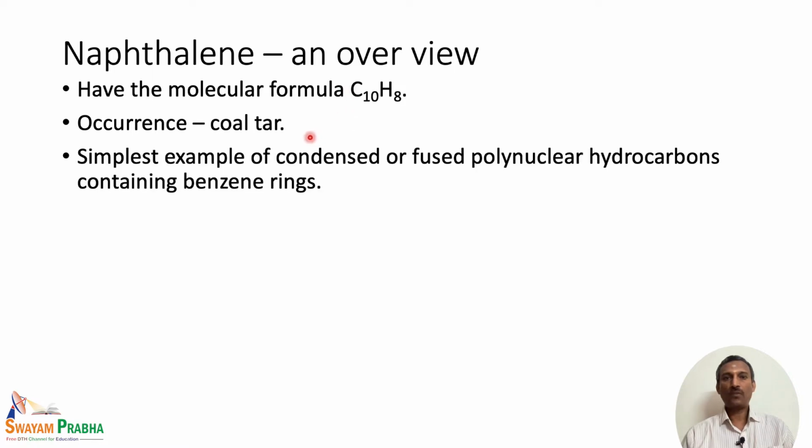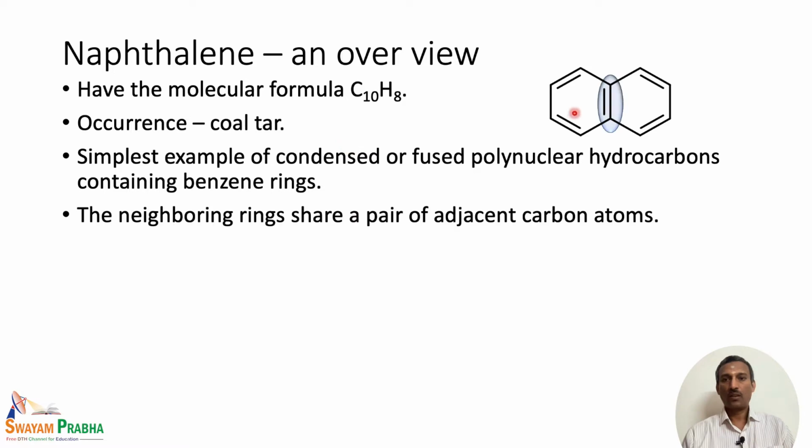Naphthalene is the simplest example of the condensed or fused polynuclear hydrocarbon containing basic benzene rings. So these compounds are basically derivatives of benzene rings. When we look at the structure of naphthalene, there are two rings here. The first one I put as number 1 and this is the 2. So there are two benzene rings fused together and these are sharing two carbon atoms. So the adjacent rings 1 and 2 are sharing two carbon atoms between them. So this is how naphthalene's structure is represented.